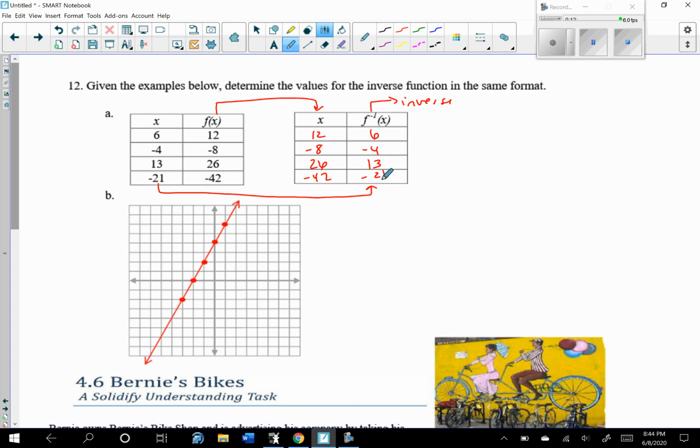And that's it. So those are our new points. So again, we switch x and y values, or independent and dependent.